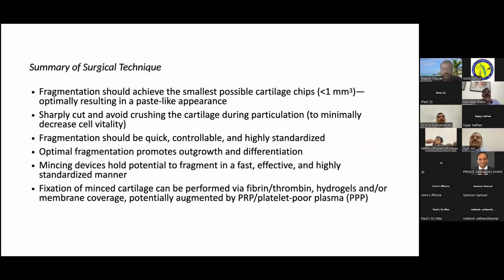That has also been shown in the literature. But to summarize, fragmentation should achieve the smallest possible chip, smallest in the sense of less than 1 millimeter. That gives a chance of more incorporation into the defective area. It should be sharply cut, avoiding crushing the cartilage during particulation. Fragmentation should be quick, controllable, and highly standardized. Optimal fragmentation promotes outgrowth and differentiation. Mincing devices hold potential to fragment in a fast, effective, and highly standardized manner. Fixation can be performed with fibrin glue. That's what we are commonly using. You can also use hydrolyzed membrane coverage, potentially augmented by PRP or platelet-rich plasma.